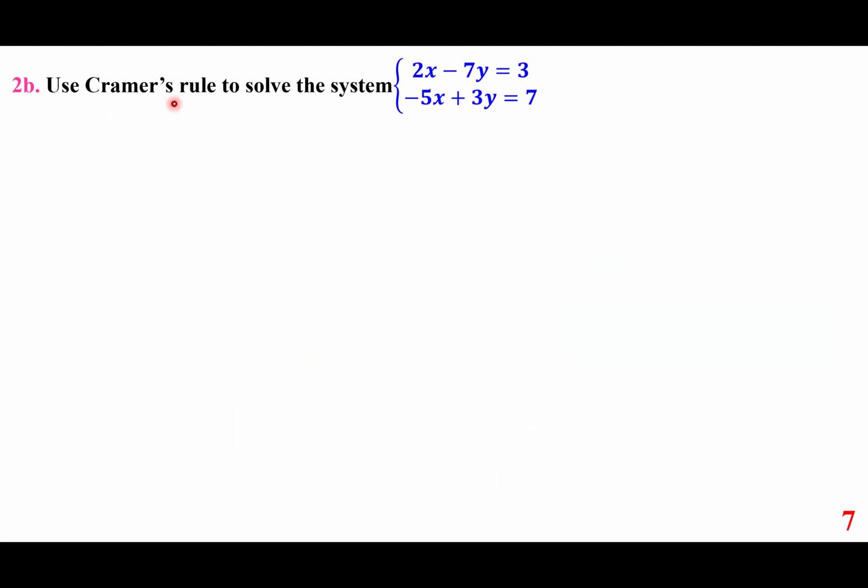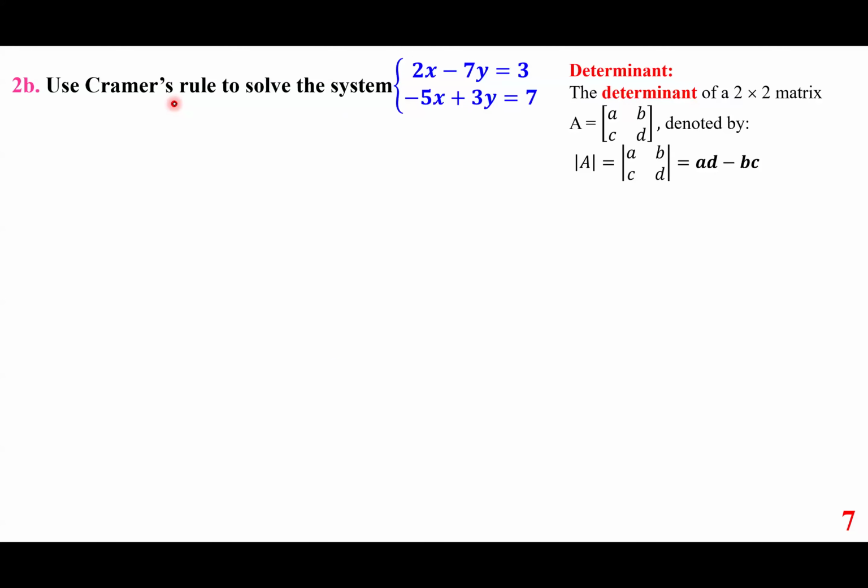Use Cramer's rule to solve the system. Now, what is Cramer's rule? First, let's discuss determinant. The determinant of a 2 by 2 matrix, if A is a, b, c, d, you use line segments looking like an absolute value. It's their cross product, ad minus bc. That's by definition.